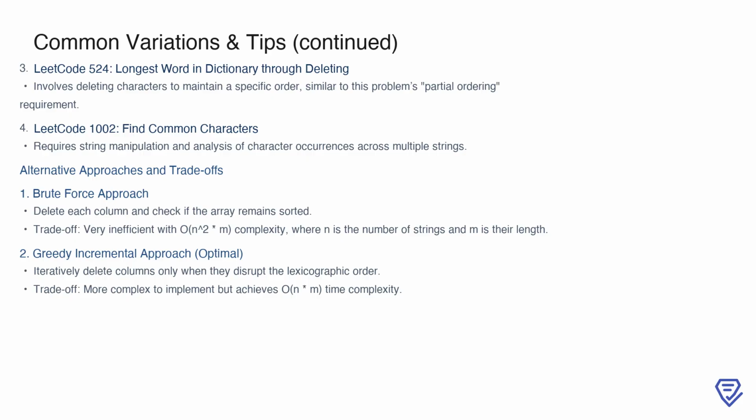In terms of approaches, a brute force method involves deleting each column and checking if the array remains sorted. While conceptually simple, this approach is inefficient, with a time complexity of n²*m, where n is the number of strings and m is their length. On the other hand, the greedy incremental approach is optimal for this problem. By iteratively deleting columns only when they disrupt the order, this method achieves a much better time complexity of n*m. While it's slightly more complex to implement, the performance improvement makes it the preferred solution.